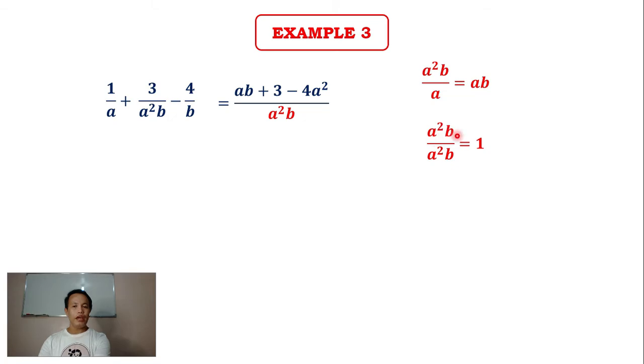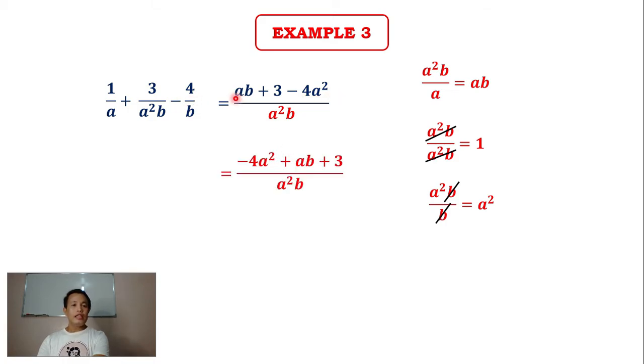Then, the same process in the second denominator. We have a squared b, which is the LCD, divided by the second denominator, which is also a squared b. So this is cancelled out, and the result is 1. Then 1 multiplied to the numerator, which is 3, of course, will give us 3. Then we copy minus. The same process, a squared b divided by the b here. In this case, we can cancel out the same factor b in the numerator and denominator. So what remains is a squared. So a squared times 4 will give us 4a squared.